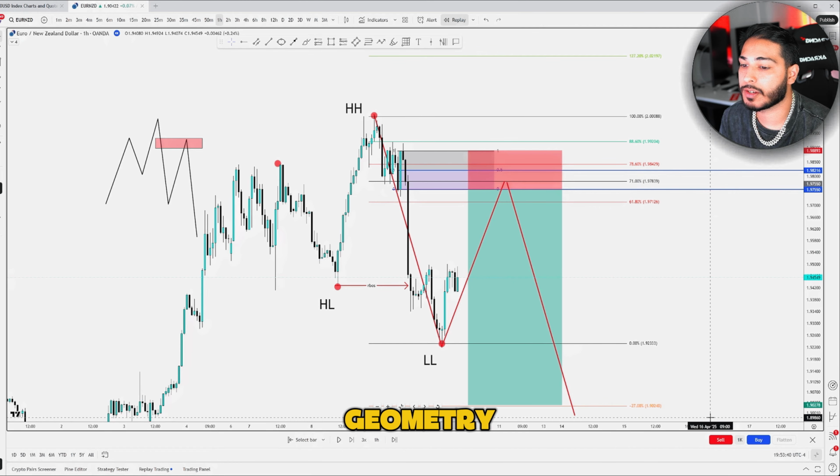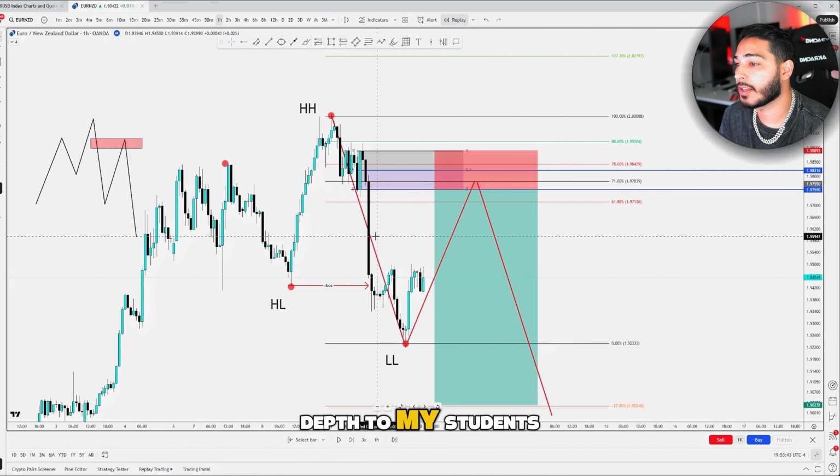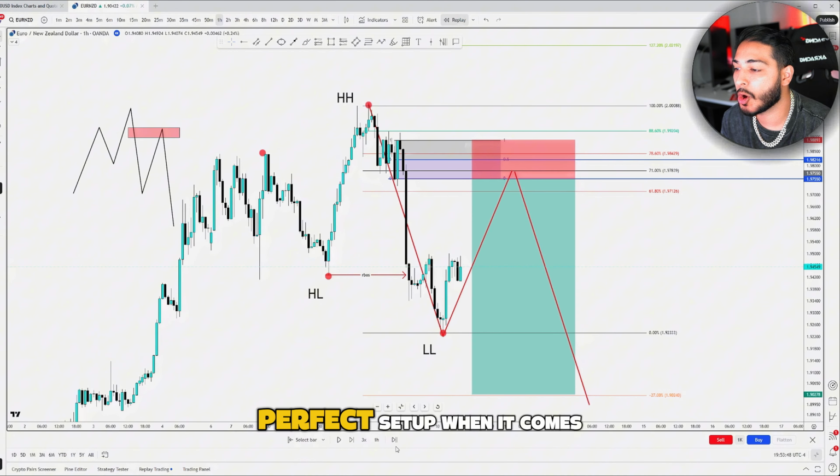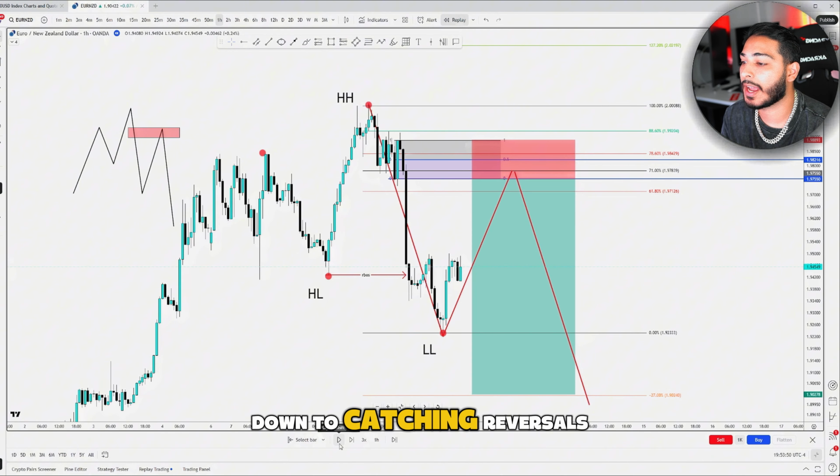Now, this is something called market geometry. It's something that I teach in depth to my students. But in regards to it, this is a pinpoint perfect setup when it comes down to catching reversals.